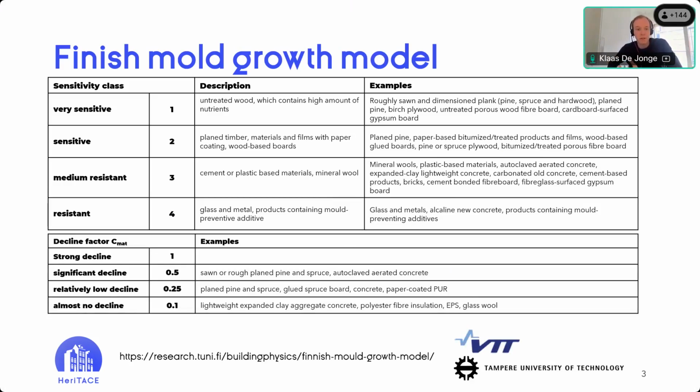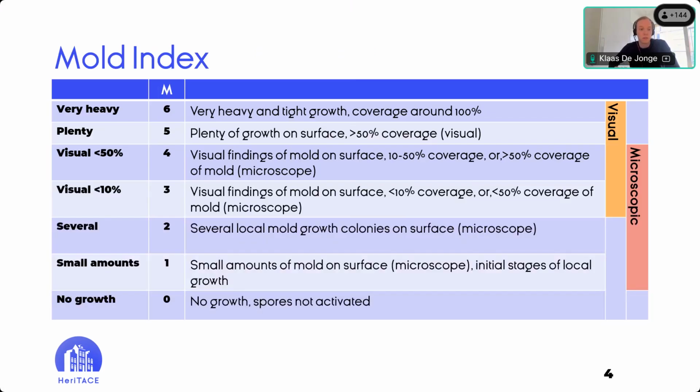The output of this model is the so-called mold index, which is a number between 0 and 6, where 0 is no mold growth, no activity, or no detectable activity at least. Then first there is microscopic activity, then moving on to more visual activity and ending in index 6, which is very heavy, tightly grown mold on surfaces. So generally speaking, we want our buildings to be below 1, let's say.